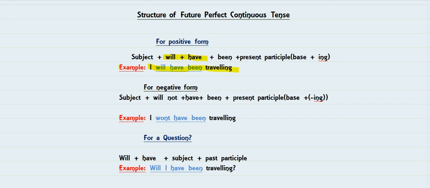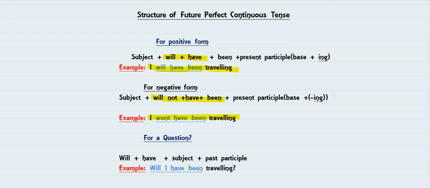Now for a negative sentence, if you have to write it in a negative sentence, then subject plus will not along with have plus been, and the verb will remain same. The only thing you have to add to a negative sentence is not for all the forms of tense. So the example is, I won't have been traveling. Now again, this is a negative sentence, so we have used not along with the action.